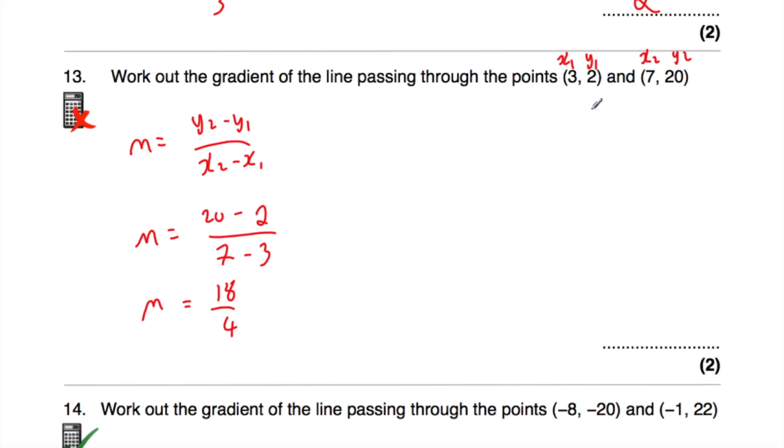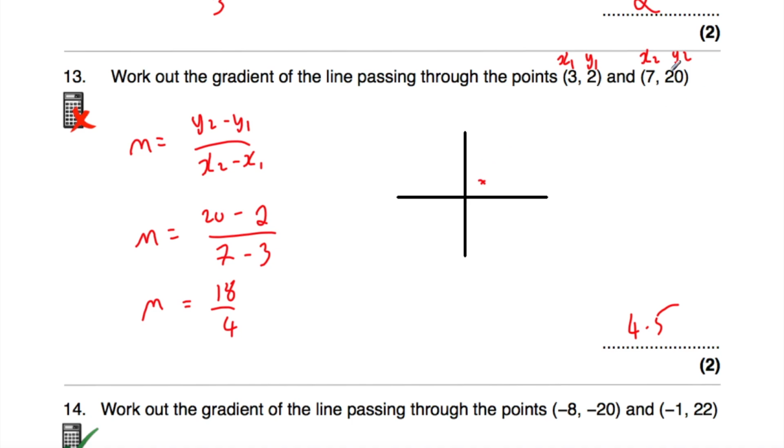So that means the gradient of the line that passes through those points is 4.5, and that's it. Alternatively, we could do a sketch. So we could sketch our x-axis and our y-axis. We've got our 2 points. We've got the first point, 3, 2. So 3 along, 2 up will be about there. And remember, it's just a sketch.